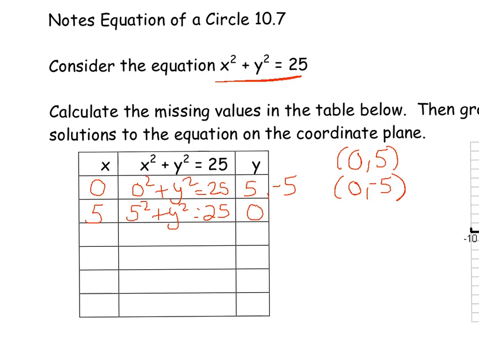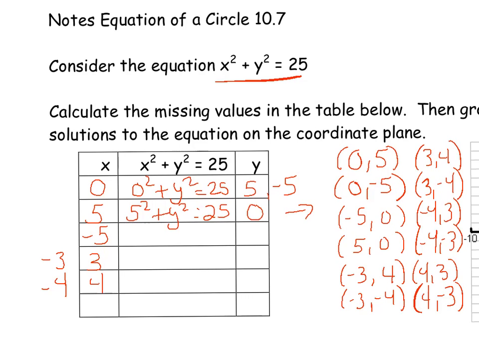So I'm going to give you some more things to plug in, and you tell me what you get out. We're going to do negative 5. We're going to do 3. We're going to do 4. And then I want you to also consider negative 3 and negative 4. So go ahead and plug all those in and write me some ordered pairs over here on the side. Hit pause now, come back when you're done.